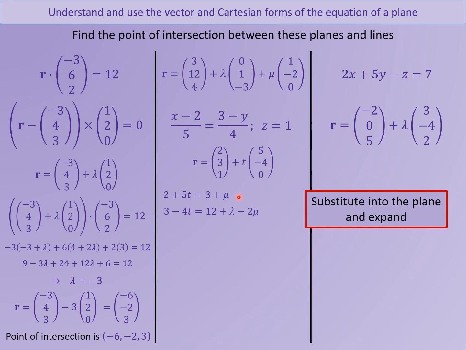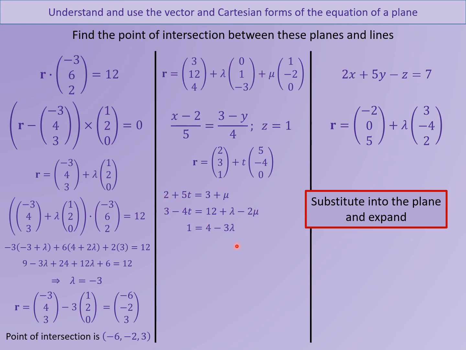So the second one, 3 minus 4t equals 12 plus lambda minus 2 mu. And then the bottom line, what does the z value equal? It's going to equal 1, no t's, 4 minus 3 lambda, no mu's. So that's quite handy. It's almost like I planned it to allow you to calculate the lambda first of all. Then once you've got the lambda value, you might be able to use these two to calculate the mu and the t value.